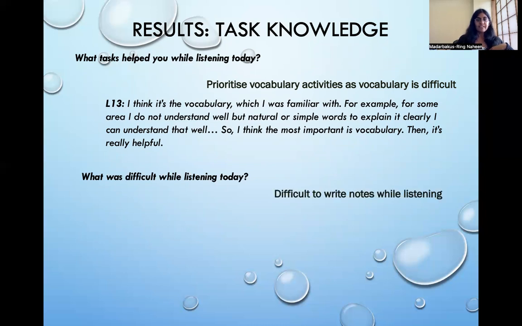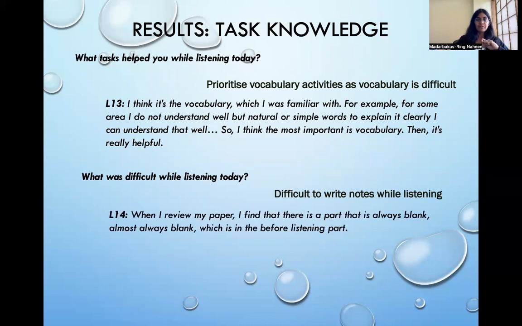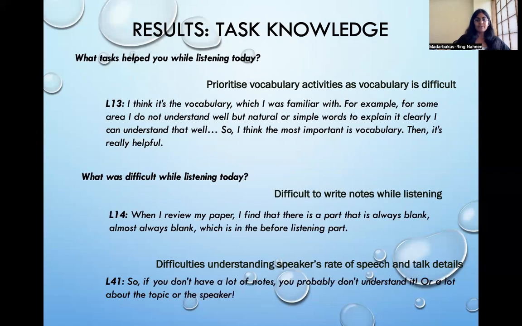The difficulties that they found were writing while they were listening. So cognitively, this still has a lot of demands, and especially when the student felt that their paper was blank by the end of the day, this did not really motivate them. Also, another difficulty was understanding the speaker's rate of speech and their talk details. So not being able to understand what they said, but the opposite, writing down anything that they heard or saw on the screen didn't necessarily mean that the student felt that they understood what the talk was about.